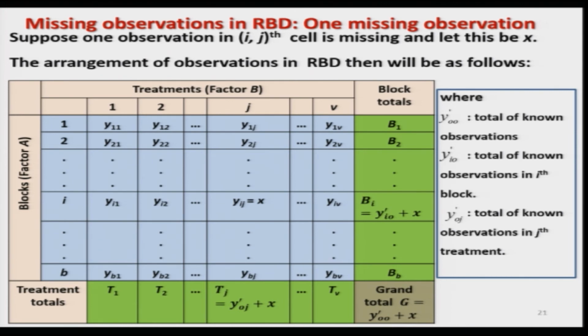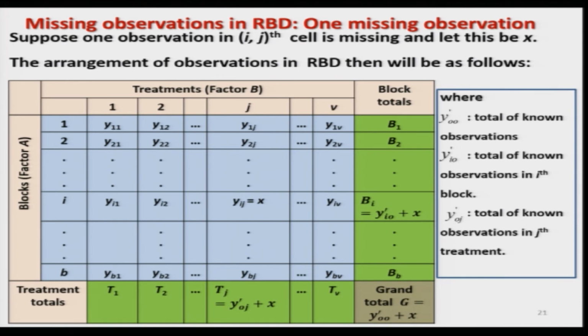So, suppose we try to consider here the setup of randomized block design, and we assume that there is only one value which is missing. Well, before I try to show you the analysis, my request is that you please pick up the approach and philosophy behind this missing plot technique, that is, how I am going to obtain the expressions. After that the algebra is very simple.